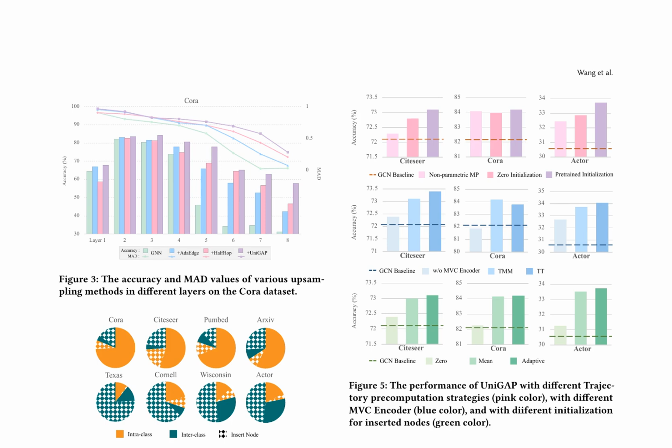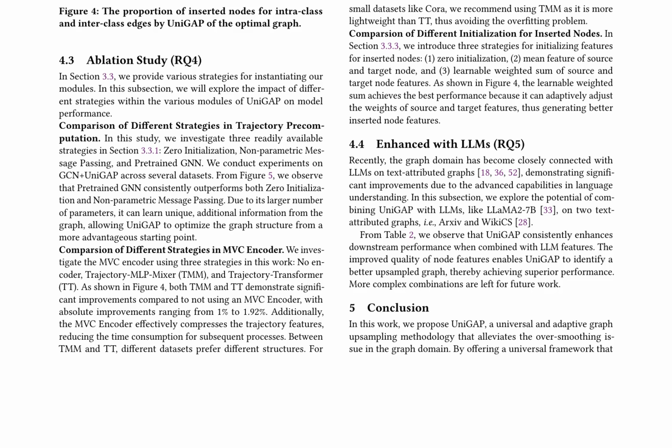An ablation study, section 4.3, investigates the impact of different strategies within the various modules of UniGAP on model performance. The results in Figure 5 demonstrate that pre-trained GNN consistently outperforms zero initialization in nonparametric message passing in the trajectory precomputation strategy. Additionally, the study explores the performance of different strategies in the MVC encoder and the initialization of inserted nodes. The results show that the learnable weighted sum achieves the best performance in initializing features for inserted nodes.